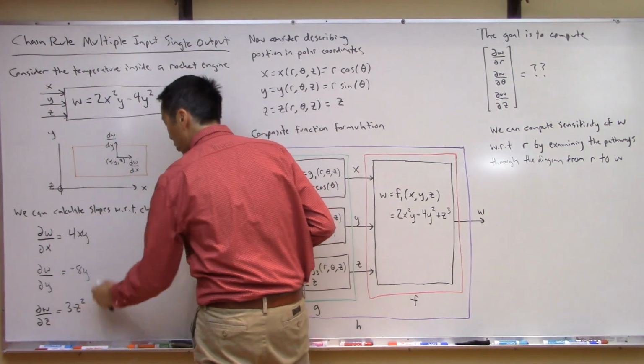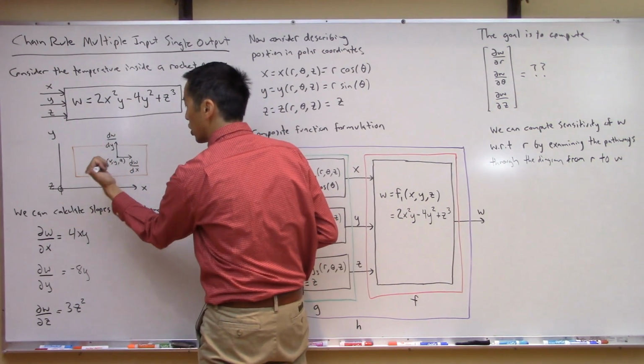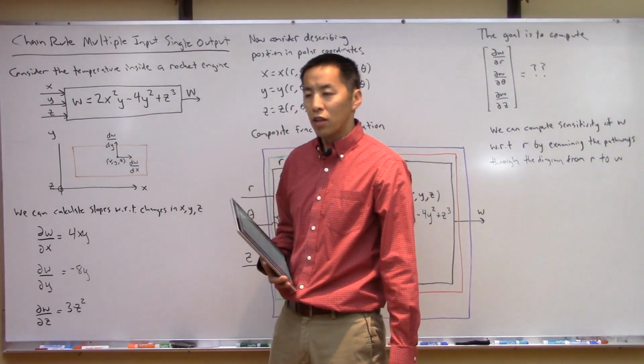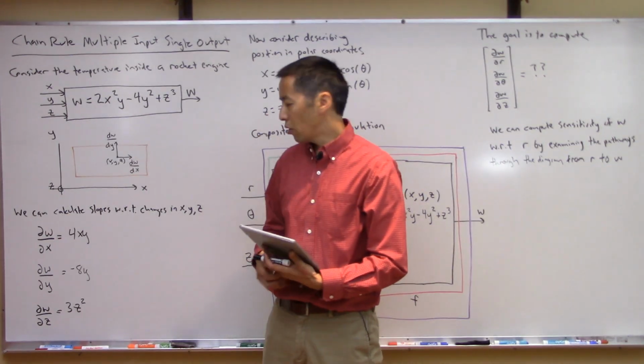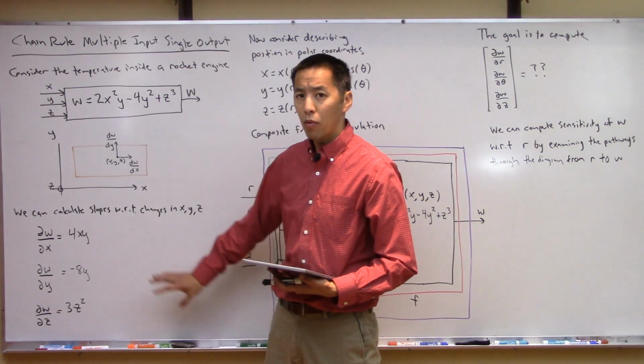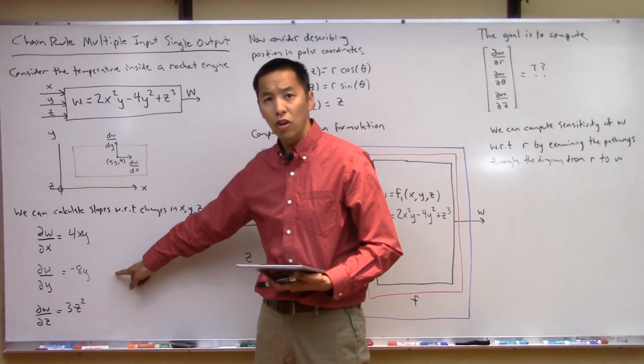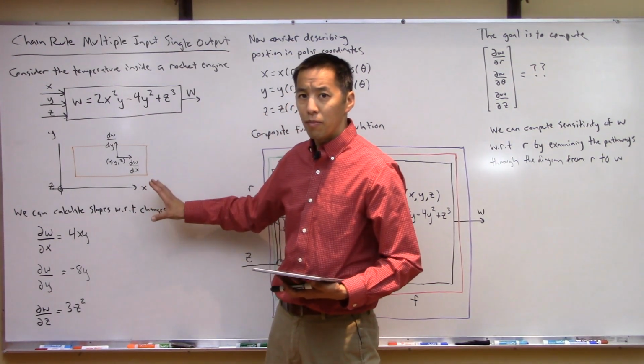And partial w, partial z, it tells you how the temperature is going to change if you come out of the board, right? So none of this is new. We've seen all this before, right? But I want to get this down. We're actually going to need these later, but let's just start simple, okay?